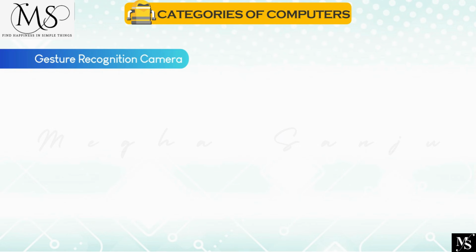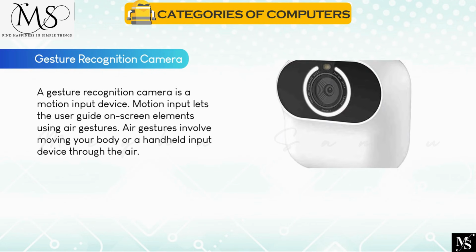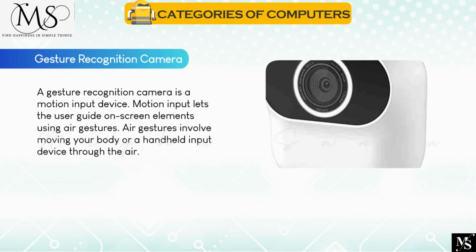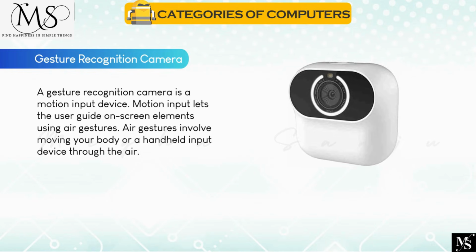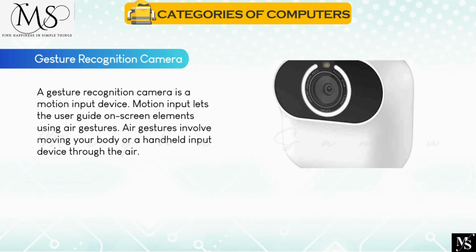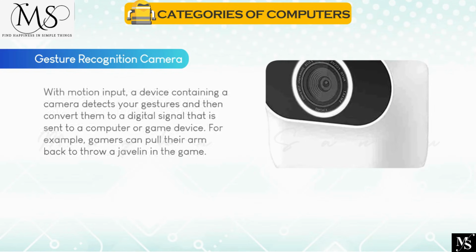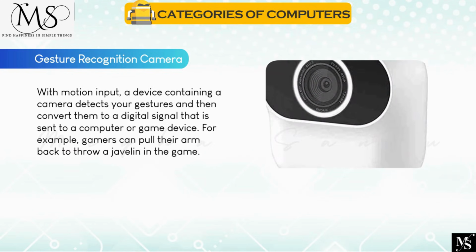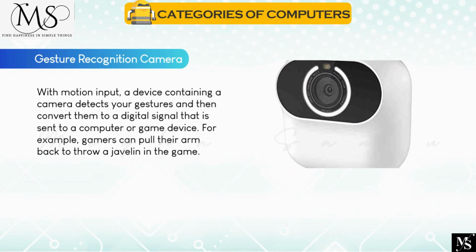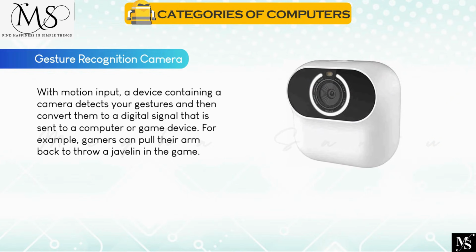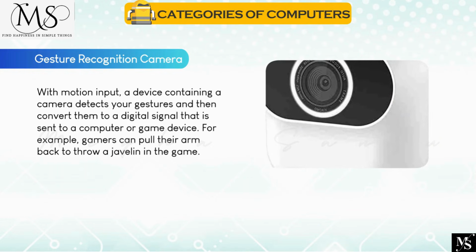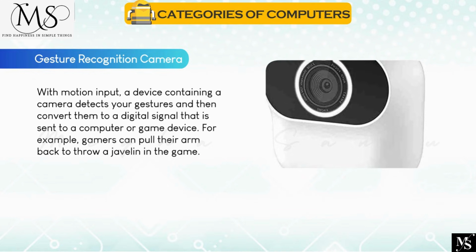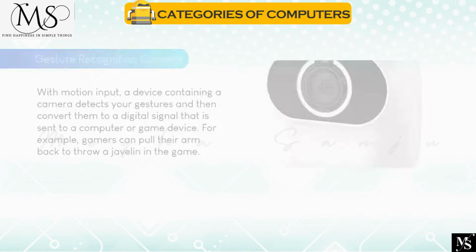Gesture recognition camera. A gesture recognition camera is a motion input device. Motion input lets the user guide the on-screen elements using air gestures. Air gestures involve moving your body or a handheld input device through the air. With motion input, a device containing a camera detects your gestures and then converts them to a digital signal that is sent to a computer or game device. For example, gamers can pull their arm back to throw a javelin in the game.